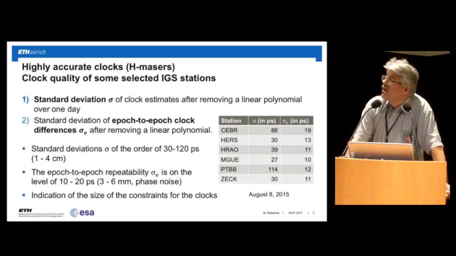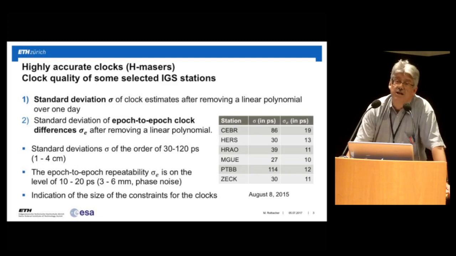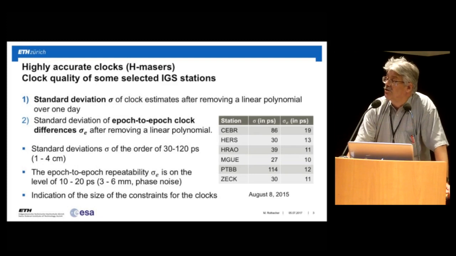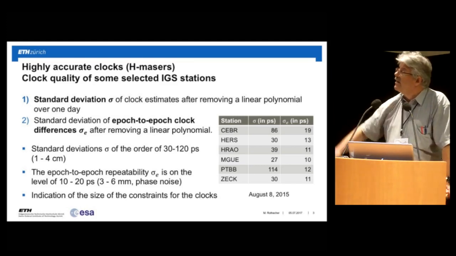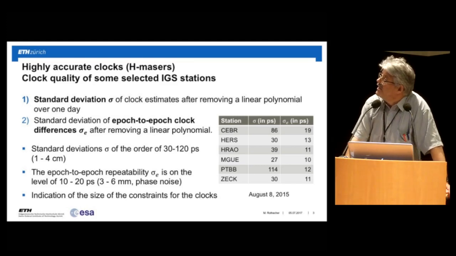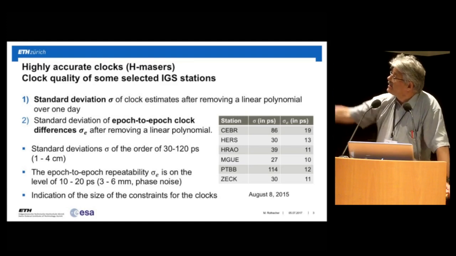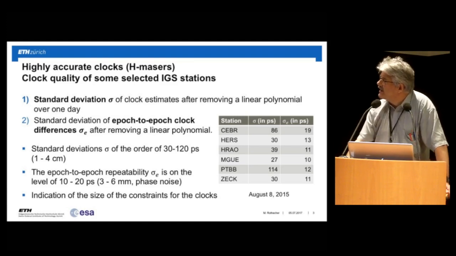So, when I talk about high accuracy clocks, I talk about hydrogen masers uniquely. We need really the best possible clocks to call them high precision clocks in this context here. And we selected just a few of these stations that are connected to such hydrogen masers. 6 of them, you see them on the right-hand side.